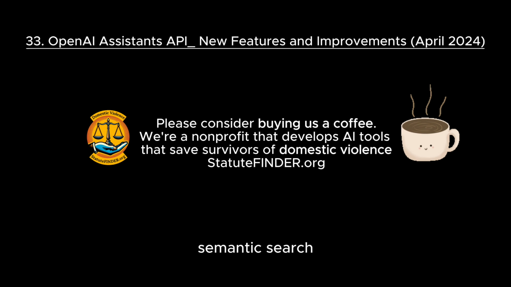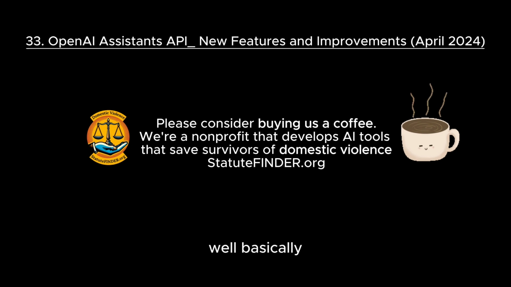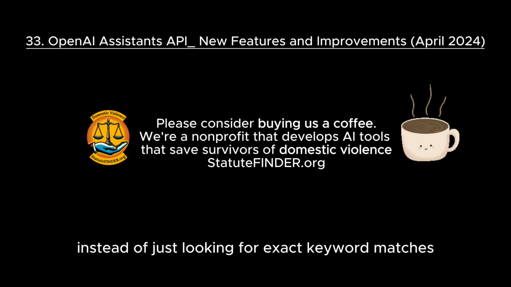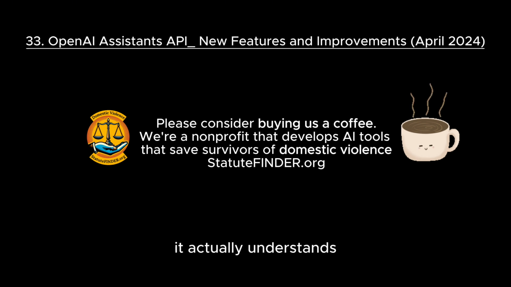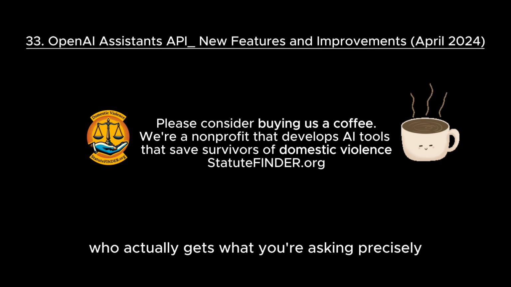Okay, semantic search. That sounds pretty fancy. Break it down for us. Well, basically, instead of just looking for exact keyword matches, it actually understands the meaning behind your search query. Oh, wow. So even if you don't use the exact words, it can still find what you're looking for based on context. That's amazing. It's like having a research assistant who actually gets what you're asking.